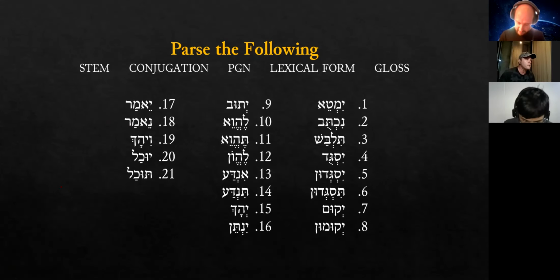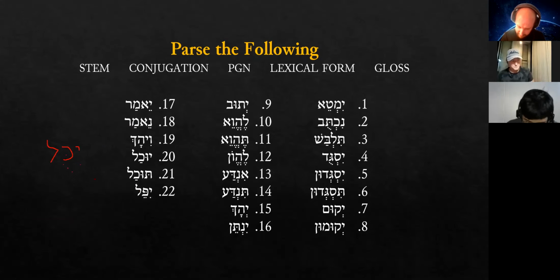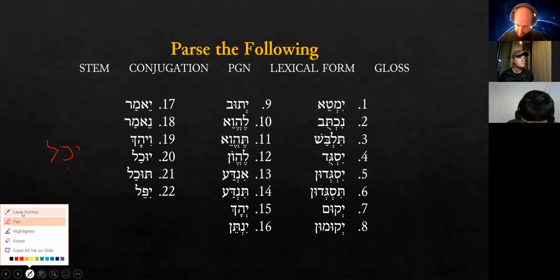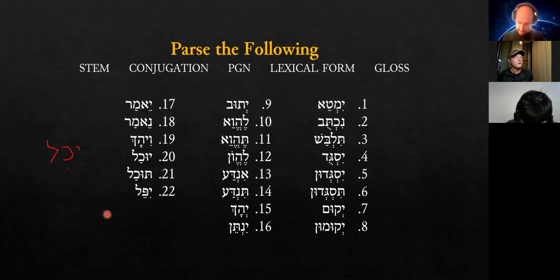I have these problems with the book, like when he gives forms that are just wrong. He should know better. This is the future. Yikul, he will be able. The PGN is still third masculine singular, but the lexical form is yakal, and then the translation is he will be able. Yikul.